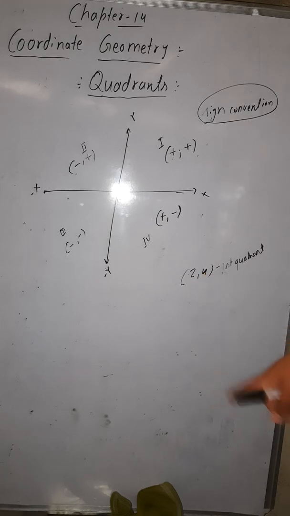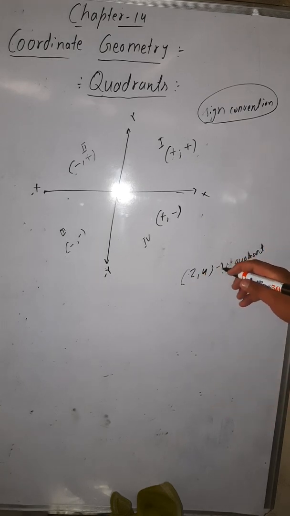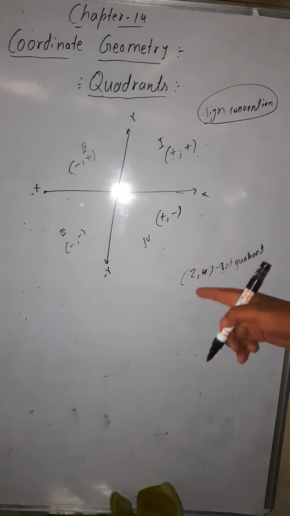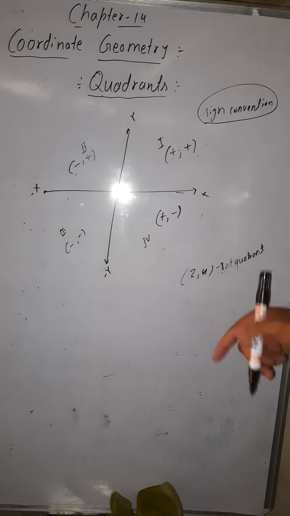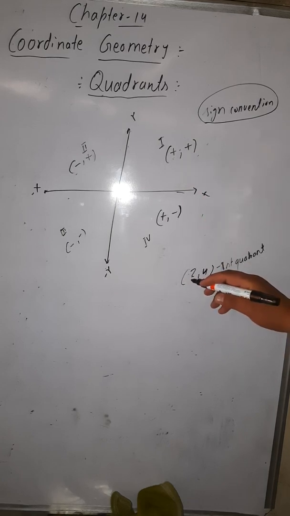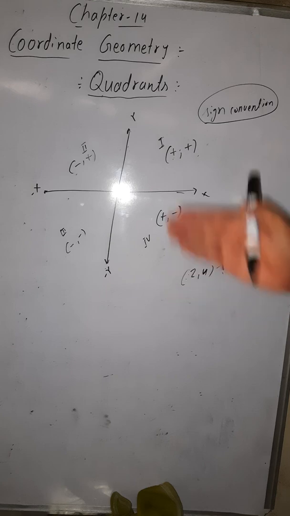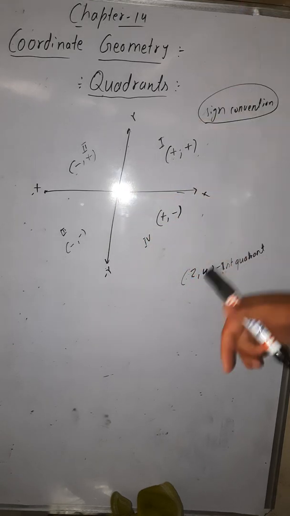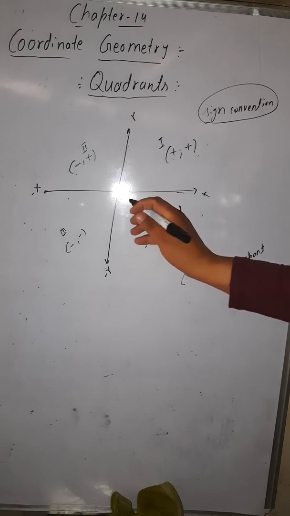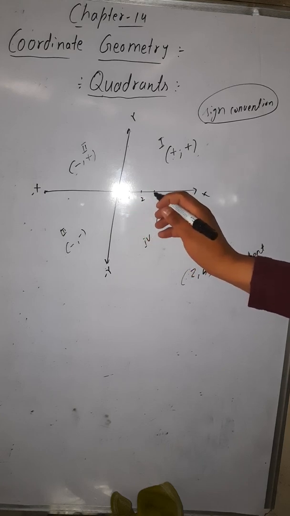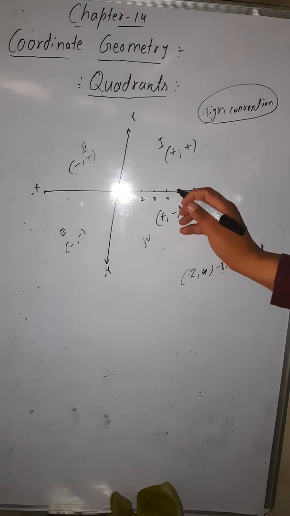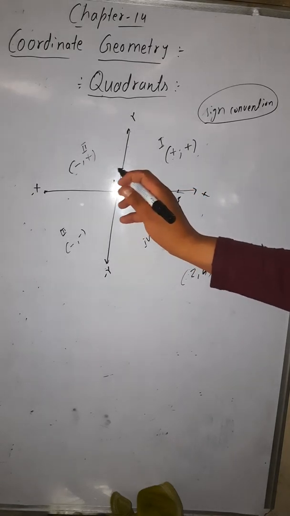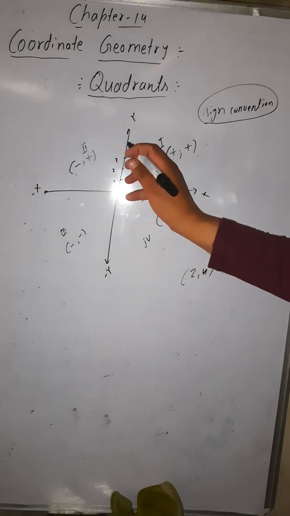So the point (2, 4) will lie in the first quadrant. Are you getting this? Very good. If I locate this (2, 4) in the first quadrant, how will I locate it? I will move 2 units, meaning 2 centimeters, along the x-axis, and along the y-axis I will move 4. Let's say here it is 1, 2, 3, 4, and 5, and here on the y-axis it is 1, 2, 3, and 4.